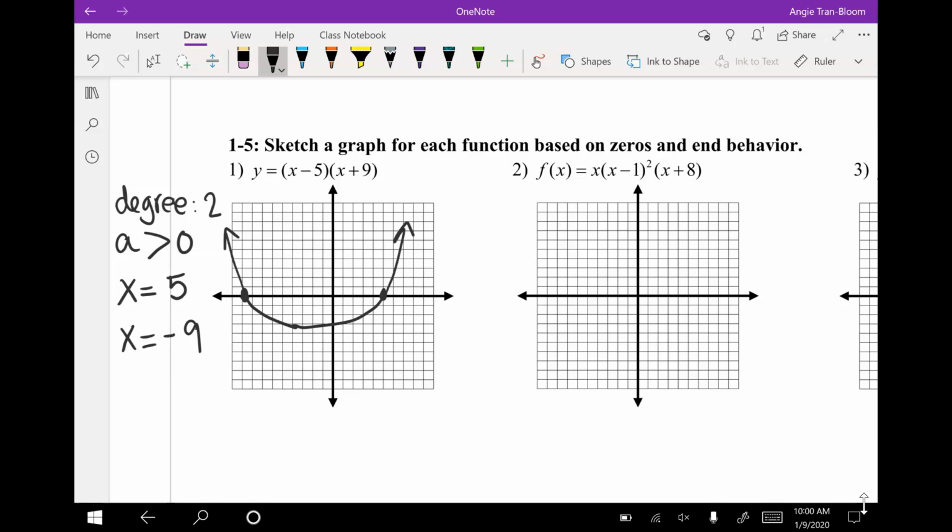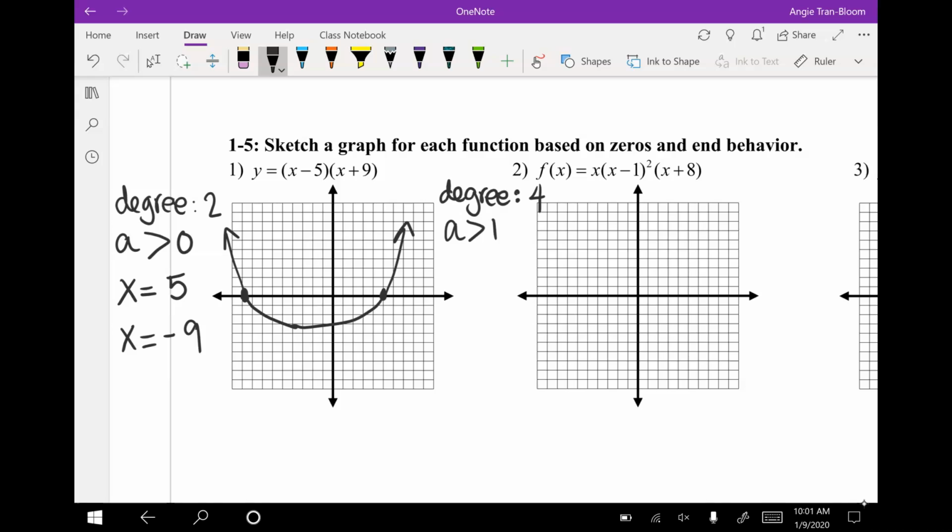Okay. Number 2. What is the degree? Is it a degree of 3? It's 4. How do you know it's 4? That's right. A value. Is A negative or positive? All the x's have a leading coefficient of 1, right? And they all happen to be positive.